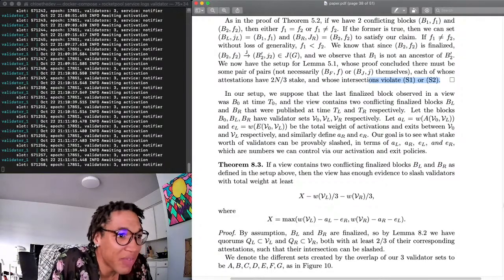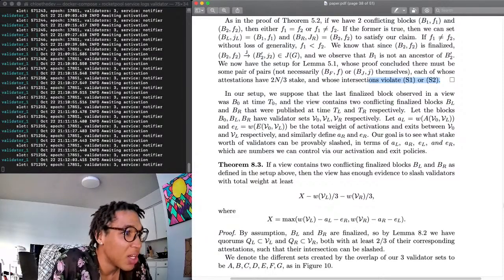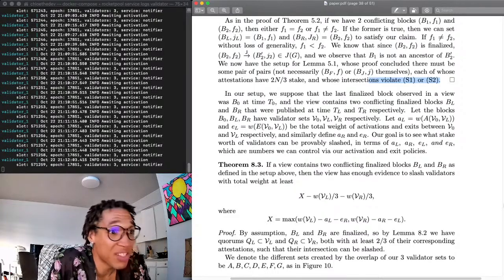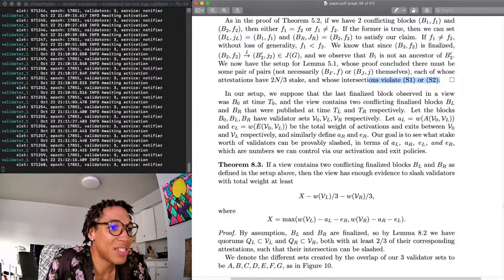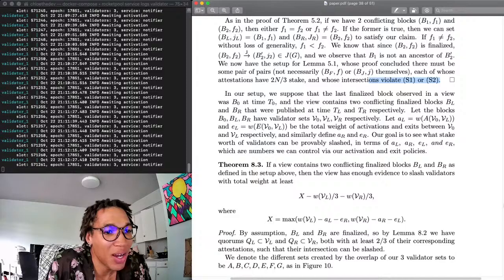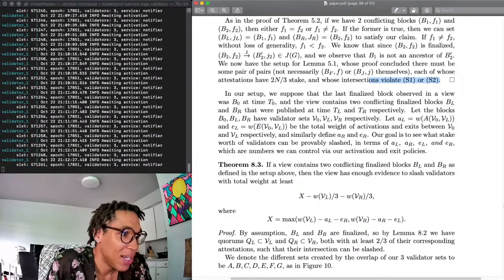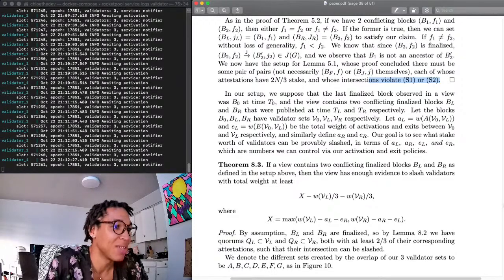Let activations and exits be the total weight of activations and exits between validator set 0, I think it's at time 0, and validator set L respectively, and similarly define the activations for R and the exits for R. Our goal is to see what stake worth of validators can be provably slashed in terms of the activations and the exits, which are numbers we can control via our activation and exit policies.